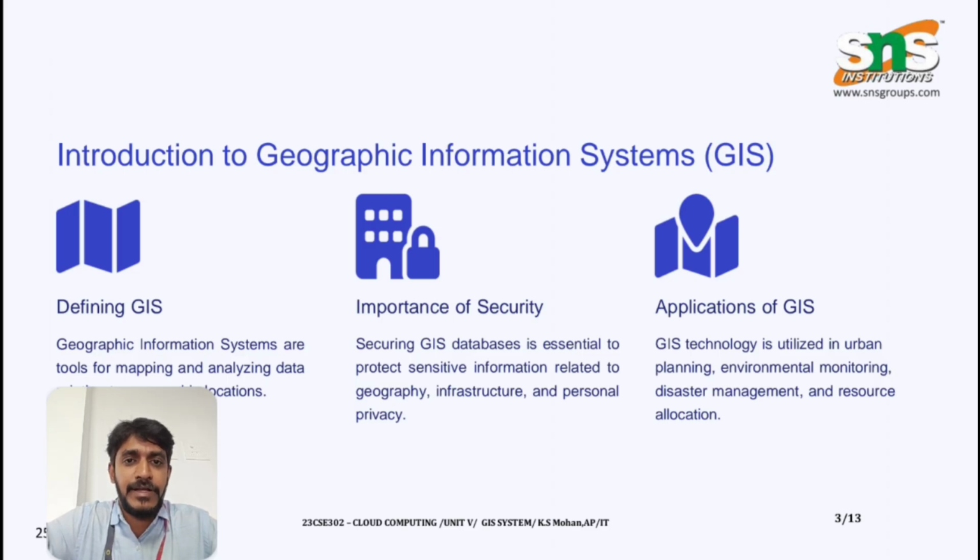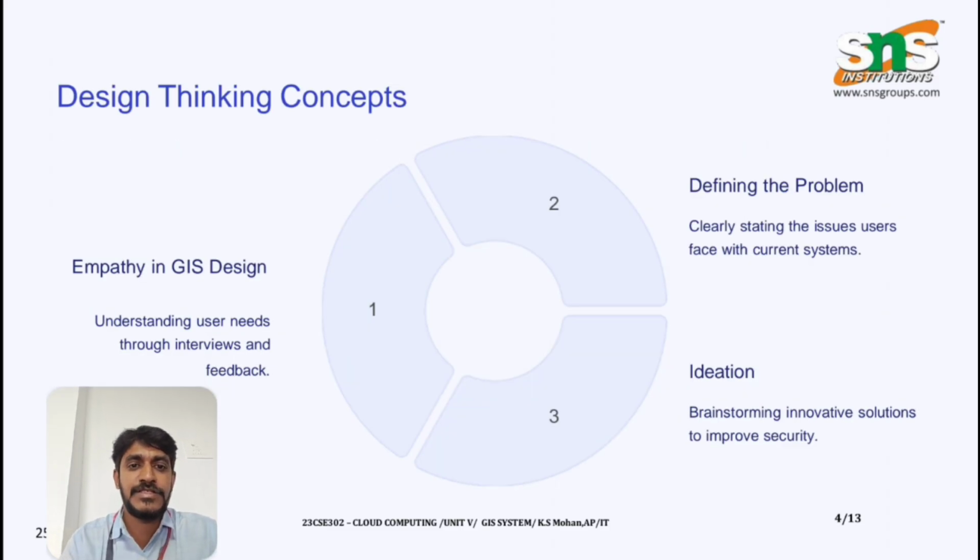Coming to the introduction part, we have the applications. GIS has plenty of applications. It is utilized in urban planning, environment monitoring, disaster management and resource allocation. In the design thinking concept, we first empathize before going into the GIS system, understanding the need through interviews and feedback. The second step is defining the problem clearly, stating the issue users face and what the current systems are.